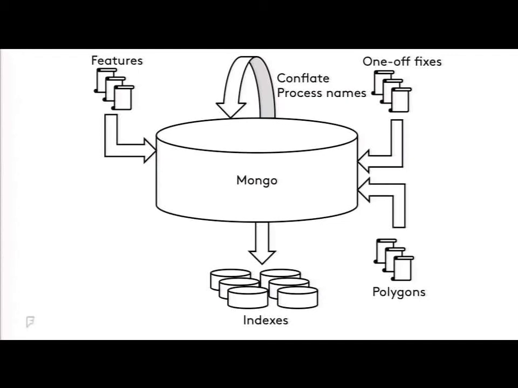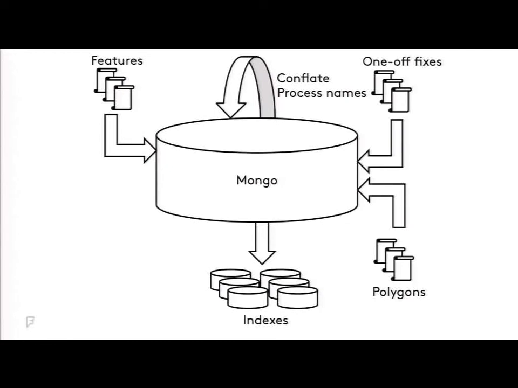We normalize and generate additional names. We have one-off fixes, which is where stuff would be plugged in before we had a hotfix infrastructure. And then we ingest polygons from multiple sources. Some of them have already been matched up to features, the others haven't, so we match them on the fly. In the single machine indexer case, this all happens in a Mongo data store, so everything's imported into Mongo, all processing happens there.